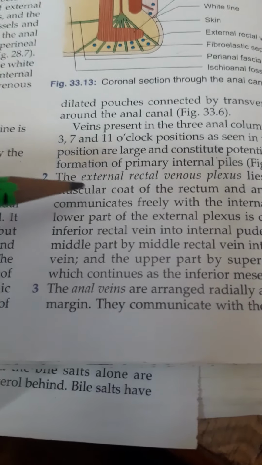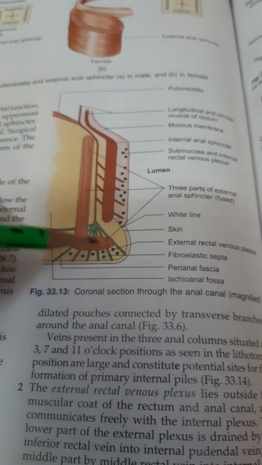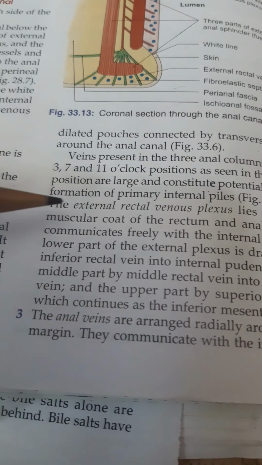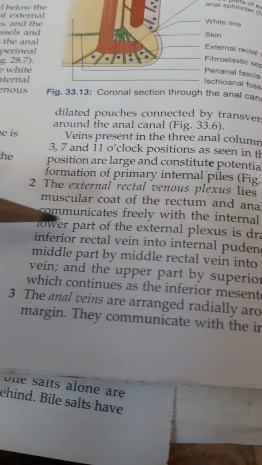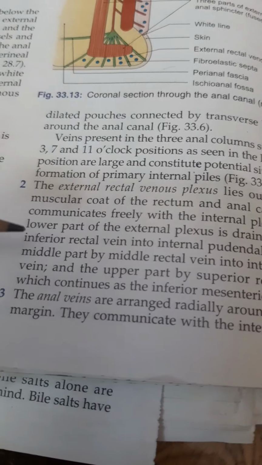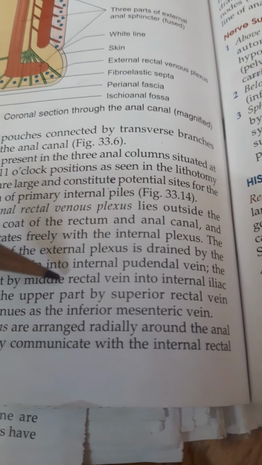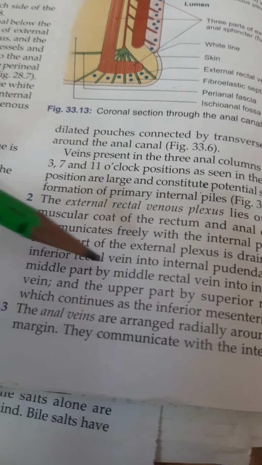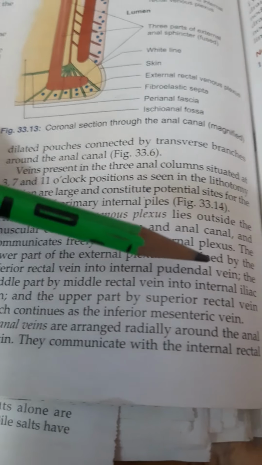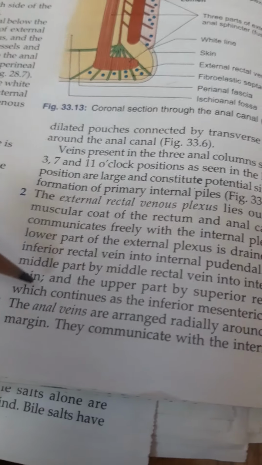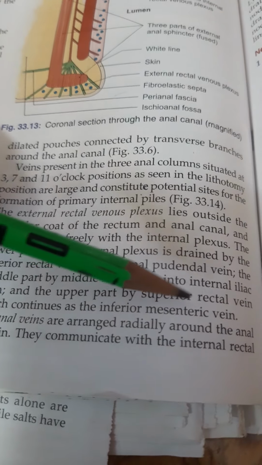Then comes the external rectal venous plexus. This is the external rectal venous plexus outside. So the external rectal venous plexus lies outside the muscular coat of the rectum and the anal canal and communicates freely with the internal plexus. The lower part of the external plexus is drained by the inferior rectal veins, which I already told you in the diagram, then into the internal pudendal veins, the middle part by the middle rectal vein into the internal iliac vein, and the upper part by the superior rectal vein, which continues as the inferior mesenteric vein.